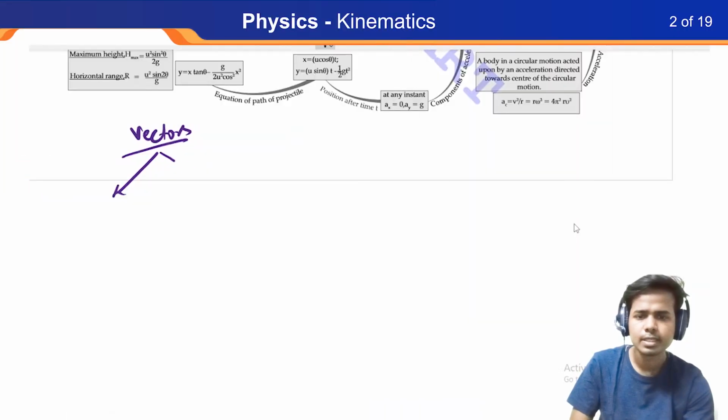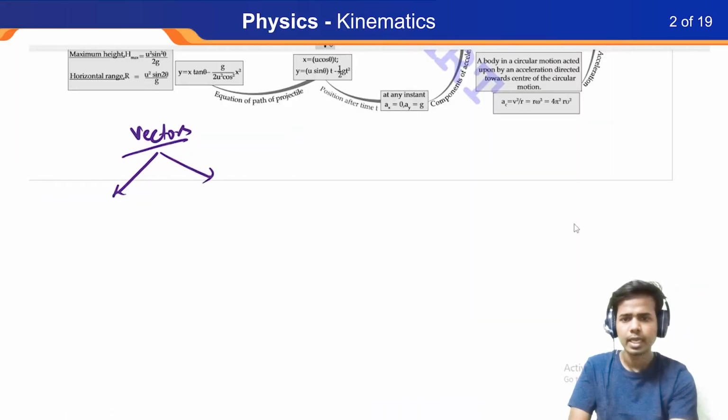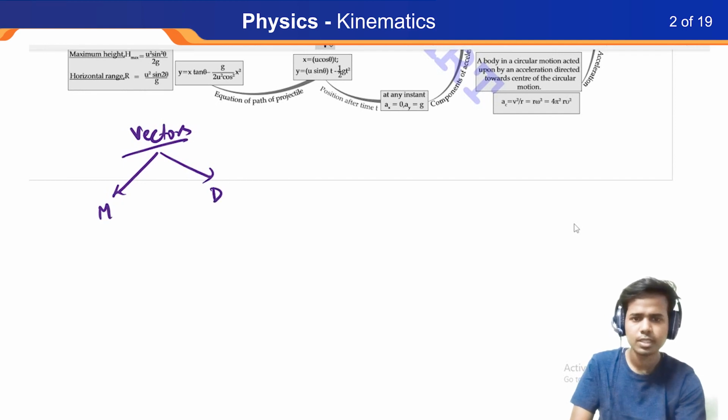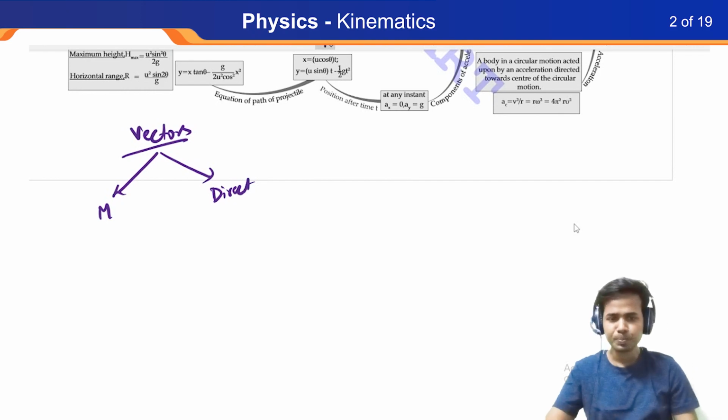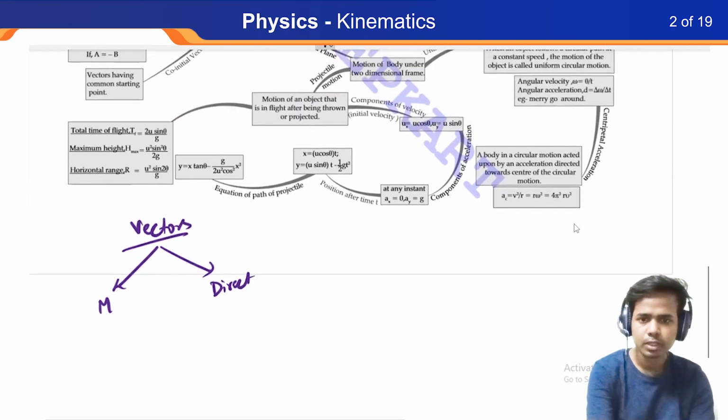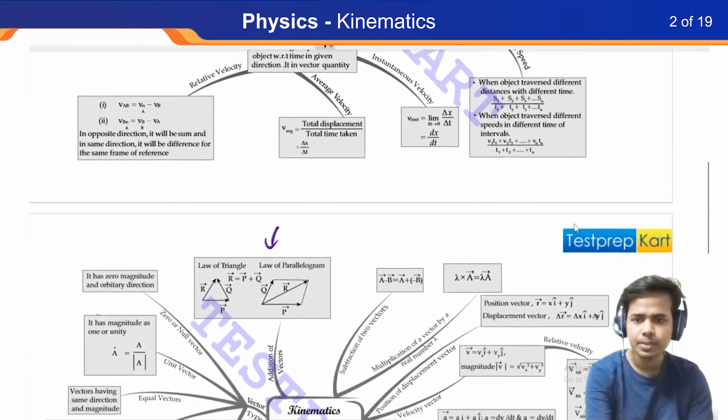Vectors are physical quantities which have magnitude as well as direction. If it has no direction, then it will be simply called a scalar quantity, right? Now, this much you already know probably.